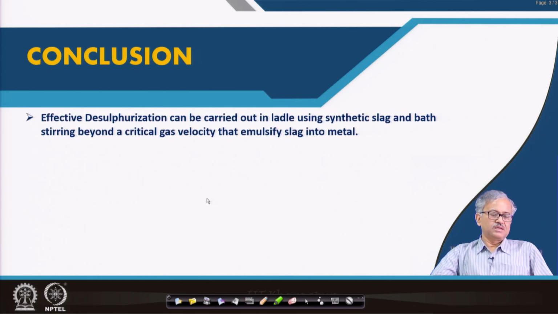We can say effective desulphurization can be carried out in the ladle using synthetic slag. But as I said, synthetic slag is thermodynamically very good; really, if you want to lower the sulfur to a very low level, around 20 ppm, then stirring the bath is very important. You have to stir the bath beyond the critical gas velocity where significant emulsification of the slag in the metal takes place, and only then can you carry out a significant amount of desulphurization.